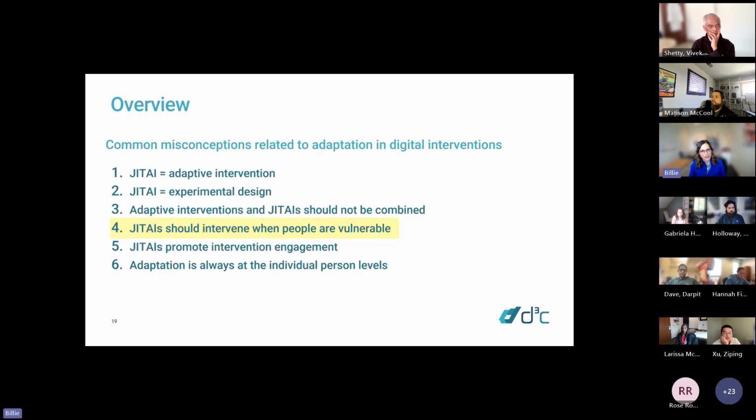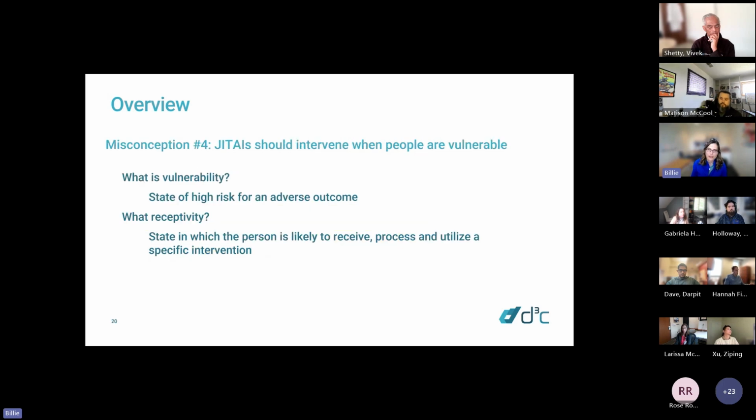Okay, the fourth misconception. JEDIs should intervene when people are vulnerable. Okay, that's also an interesting one. You see, many investigators, and myself included, I admit, we are extremely excited by this idea of developing JEDIs that intervene when people experience a state of vulnerability in real life.